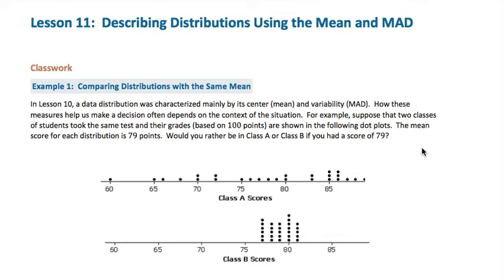For example, suppose that two classes of students took the same test, and their grades, based on 100 points, are shown in these following dot plots. The mean score for each distribution is 79 points. Would you rather be in Class A or Class B if you had a score of 79? Notice in Class A your 79 would be right here. In Class B your 79 would be right here.